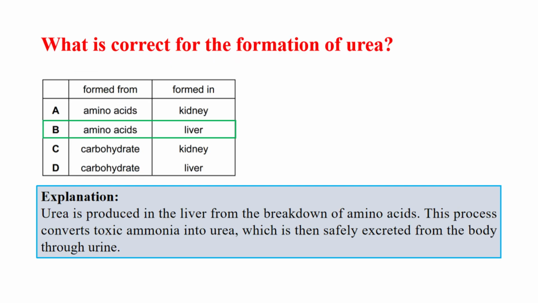The next question is, what is correct for the formation of urea? The correct answer is option B, that is, urea is formed from the breakdown of amino acids in the liver. This process converts toxic ammonia into urea, which is then safely excreted from the body through urine.